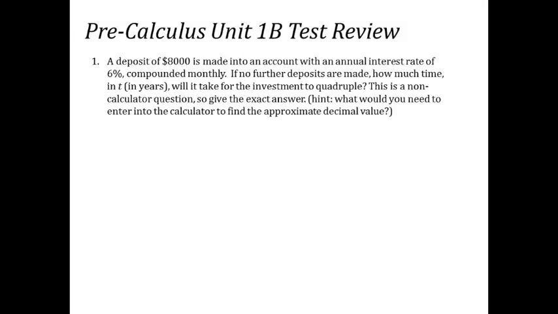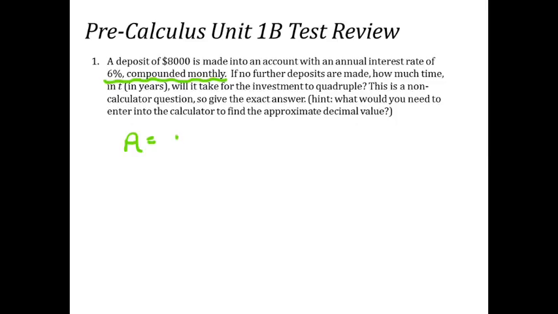Let's take a look at some of the questions from our test review for the second half of Unit 1. In this first question, we have a deposit of $8,000 being made into an account with an annual interest rate of 6% compounded monthly. If no further deposits are made, how much time will it take for the investment to quadruple? So this is an exponential growth question, and let's just remember our formula here.